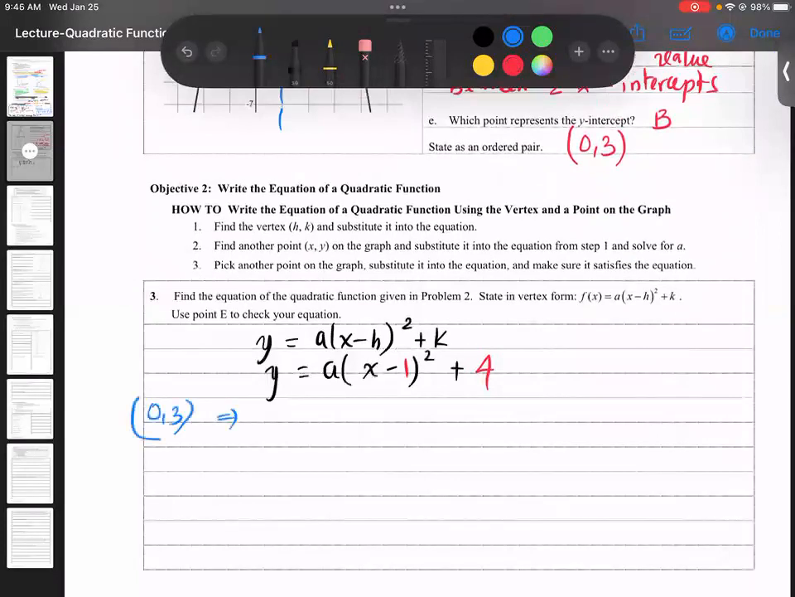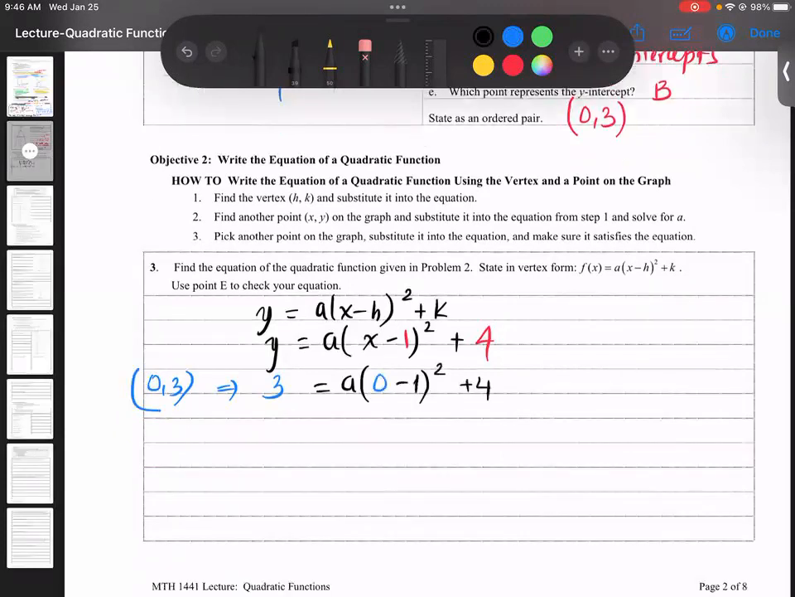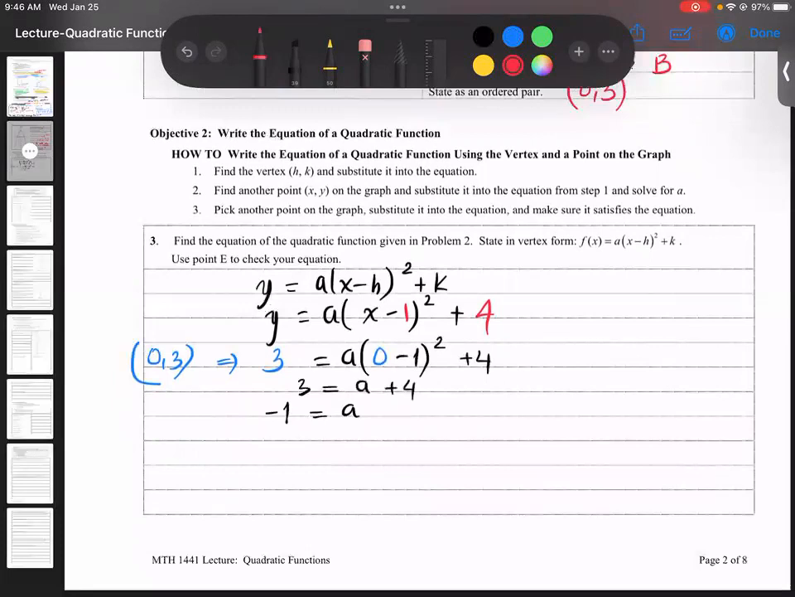y is 3, x is 0: 3 equals a times (0 minus 1) squared plus 4. 0 minus 1 is -1, and (-1) squared is +1. So that's just a plus 4 equals 3. Subtract 4 from both sides, so a equals -1. Your final answer will be y equals negative quantity (x minus 1) squared plus 4.